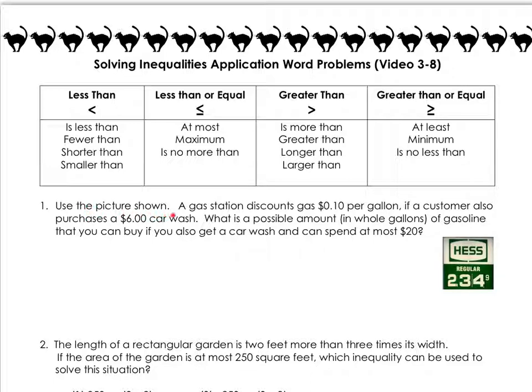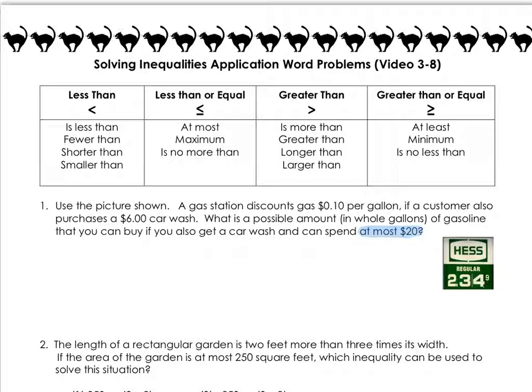Use the picture shown. A gas station discounts gas at 10 cents per gallon if a customer also purchases a $6 car wash. What is a possible amount in whole gallons of gasoline that you can buy if you also get a car wash and can spend at most $20? So there's that keyword, at most. So that means that we're going to be using an inequality. Which one? If we look up top, I see at most with the less than or equal to, which makes sense. If I'm spending at most $20, I can spend all of it or less than that.